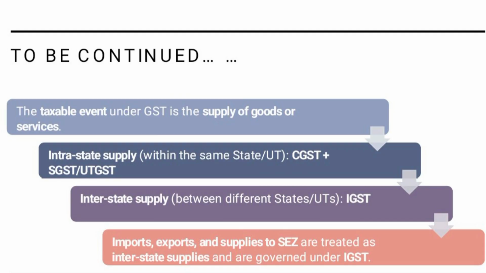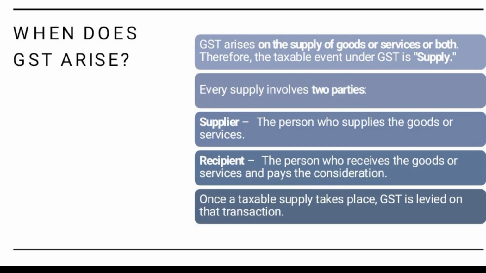So when does GST arise? Now GST arises on supply of goods or service or both, therefore the taxable event under GST is supply. I said to you GST arises on supply of goods or service, means whenever there is a supply, levy of GST arises. Every supply involves two parties. One is a supplier, the person who supplies the goods or service. Then second is the recipient, the person who receives the goods or service and pays the consideration. Once a taxable supply takes place, GST is levied on that transaction. Clear?